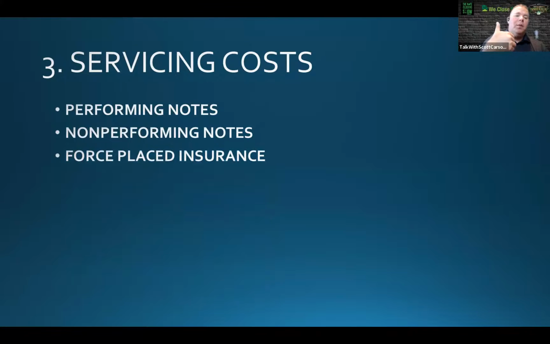Now, I throw in force-placed insurance if you don't have to get insurance on the property yourself, because oftentimes you can have the servicing company put it on the note or the property under their blanket policy. Then you're basically paying the force-placed cost through your servicing monthly, or the borrower's paying it through this third party, or they're paying it separately and stuff like that.